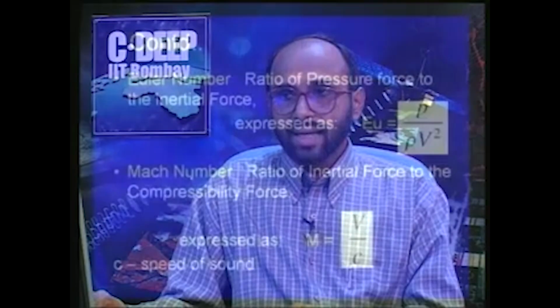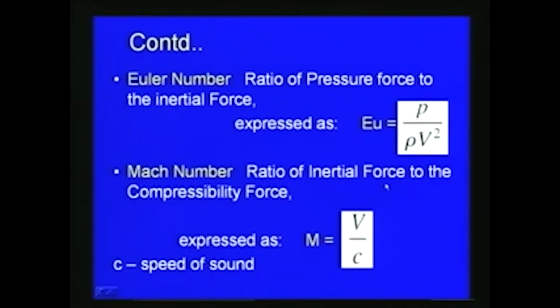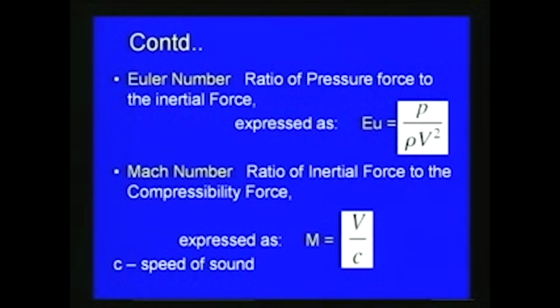Next important dimensionless number is called the Mach number. Mach number is the ratio of inertial force to the compressibility force. It is defined as M is equal to V by C, where V is the velocity of flow, C is the speed of sound. This number is used wherever the compressibility effect is very important, especially in aerodynamics. With respect to the speed of sound, we define the Mach number.